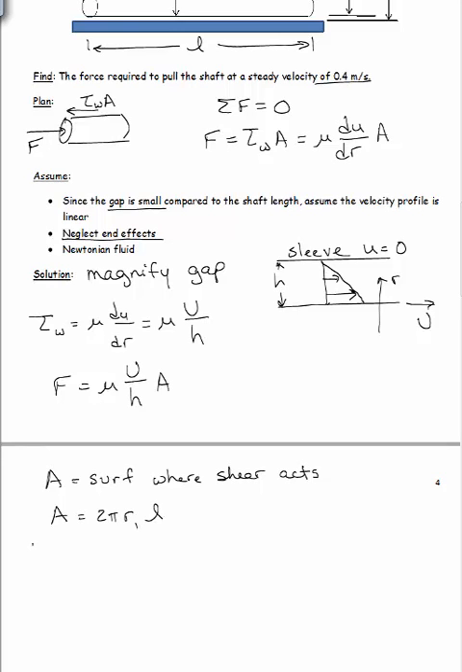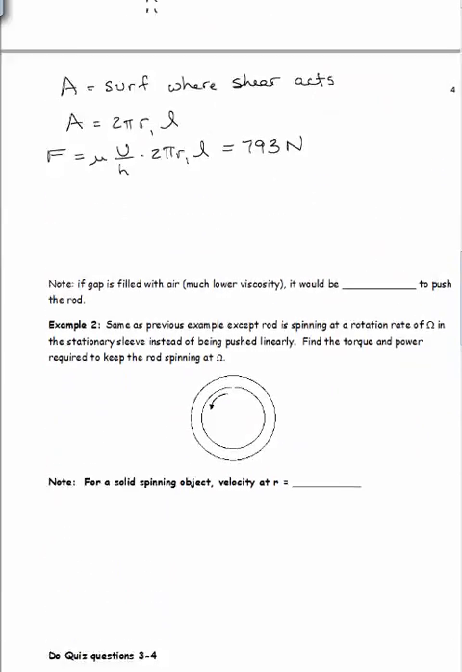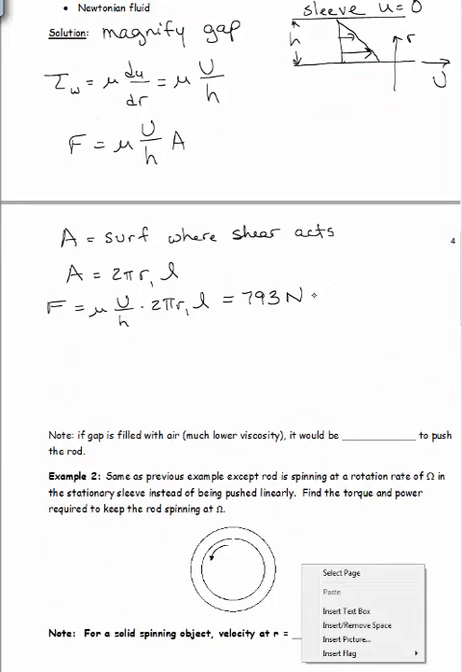Okay, so putting this all together, F is going to be mu u over h times 2 pi r1 L. All right, and I can just plug in all my numbers. Be very careful with your centimeters to meters and so forth. I'm going to skip over that for time's sake. I'm going to get 793 newtons. Okay, and just so you can relate a little bit to that, that is about 180 pounds.